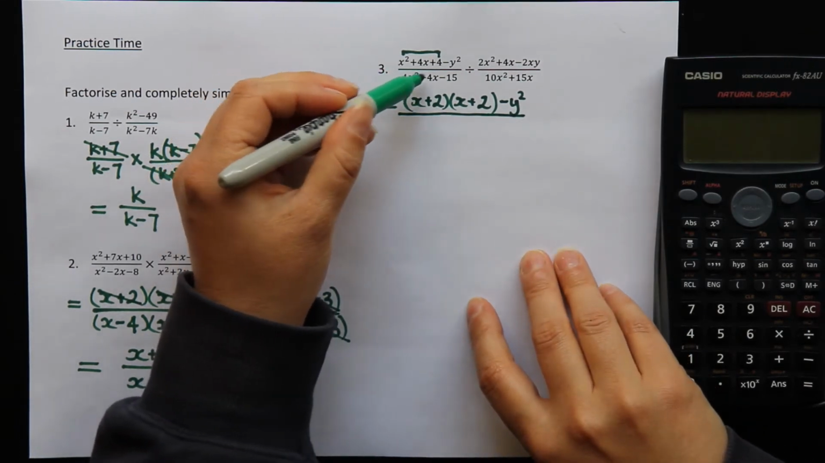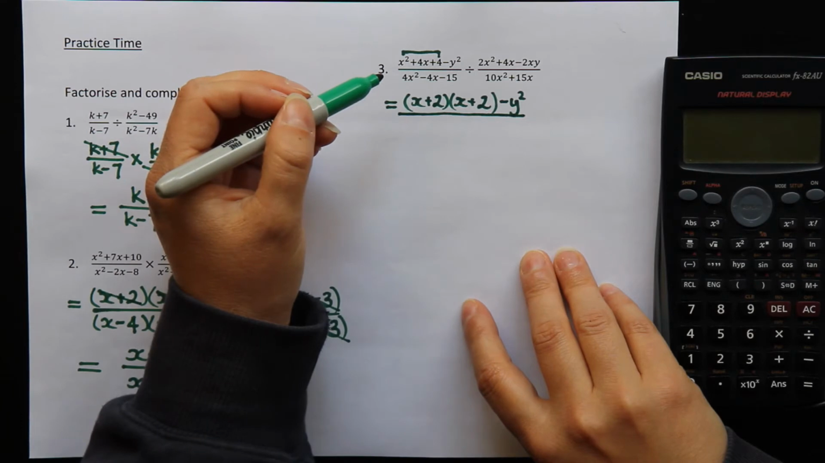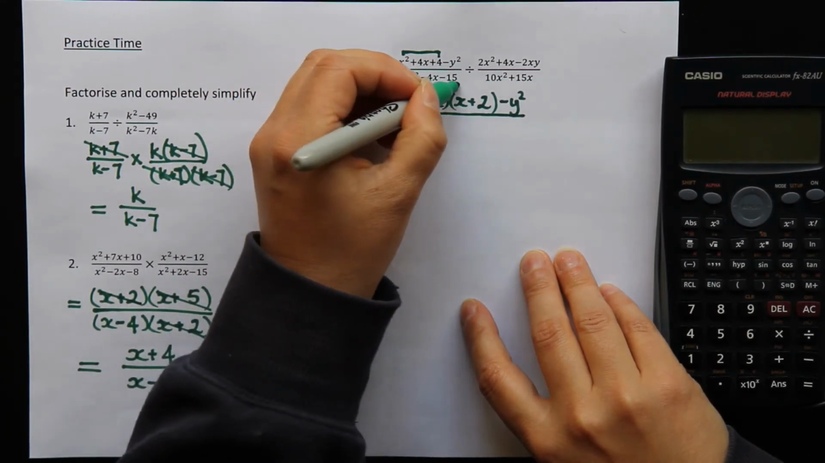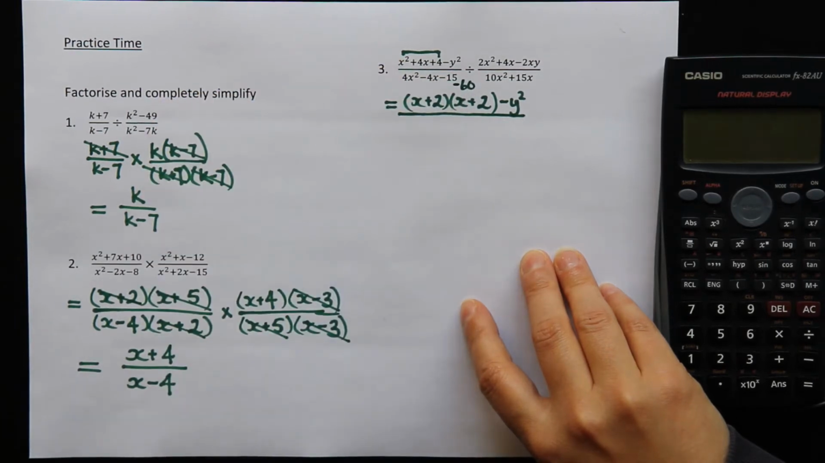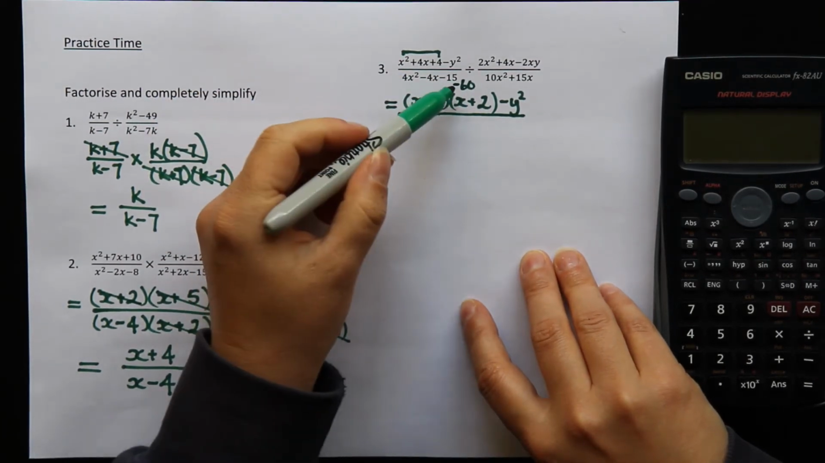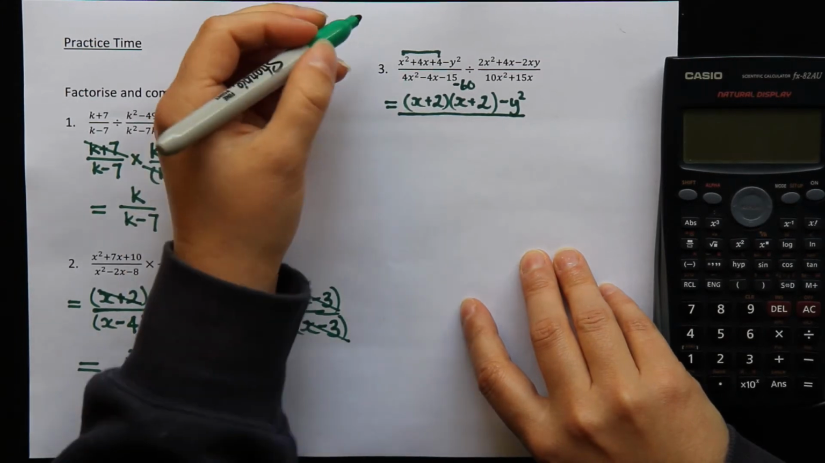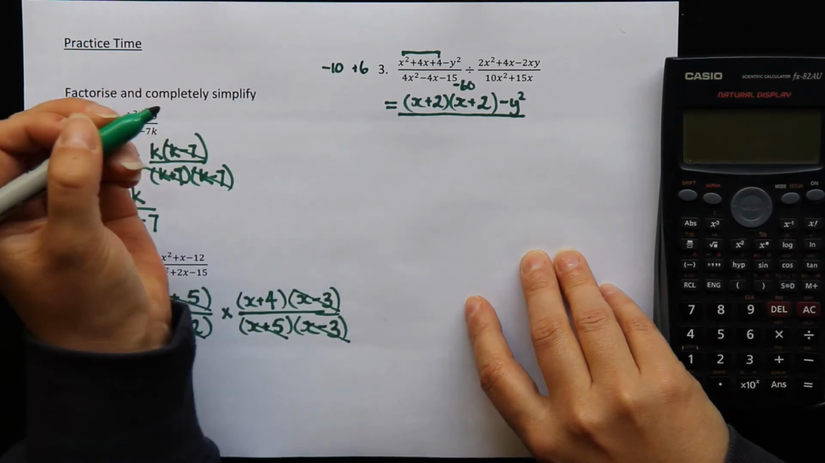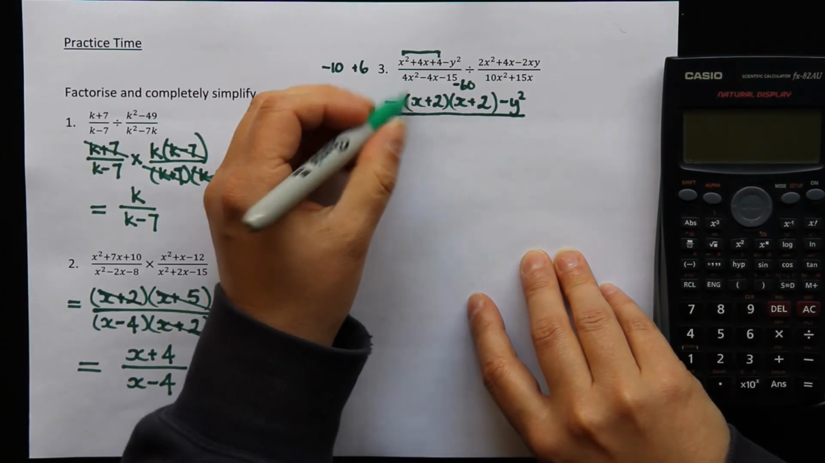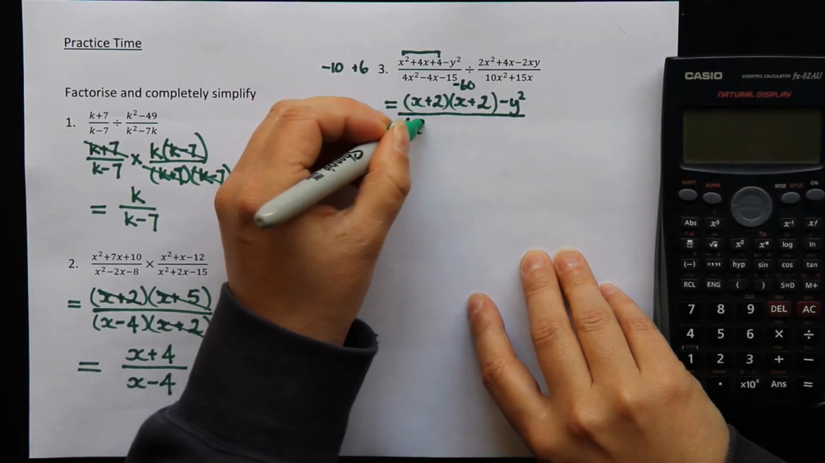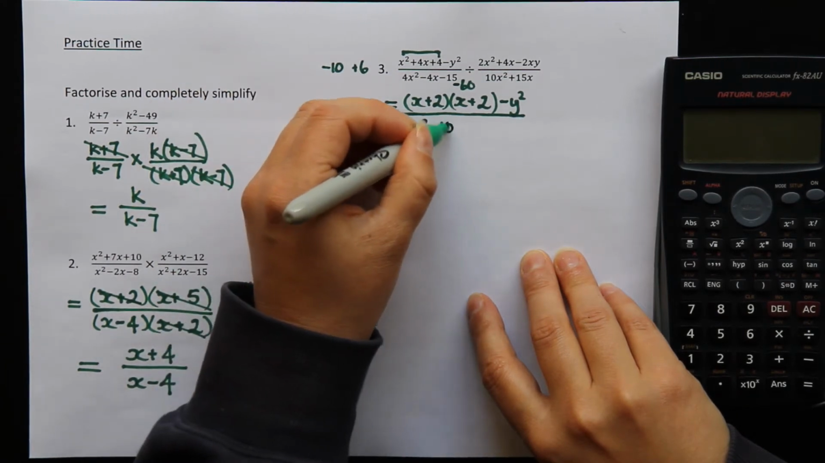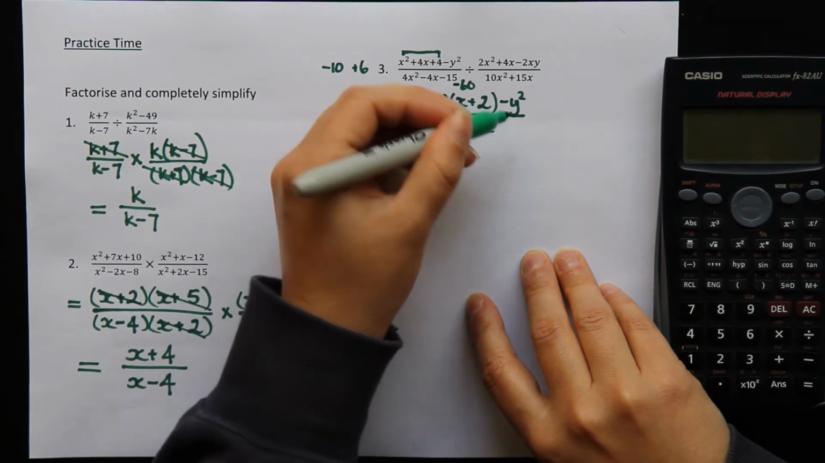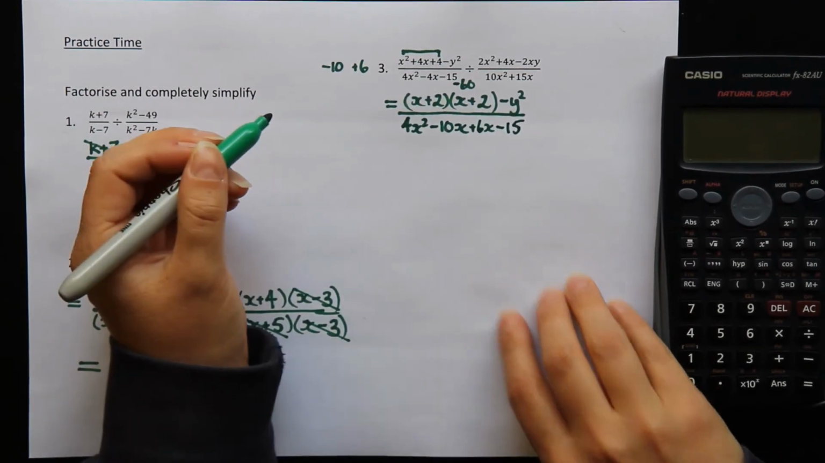On the bottom we have a harder trinomial, so we want to times the 4 with the 15, which will give us a negative 60. So we're looking for 2 numbers that times to give a negative 60 and add to give a negative 4, which would be a negative 10 and a positive 6. So we break that middle term to be a minus 10x and a positive 6x minus 15.